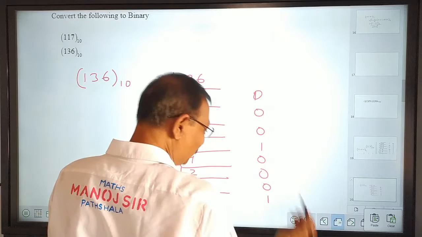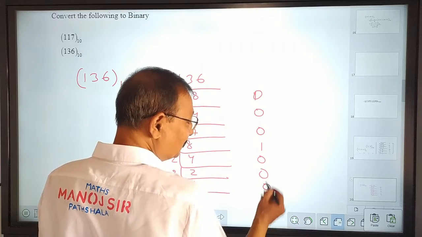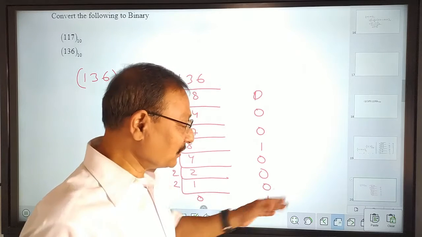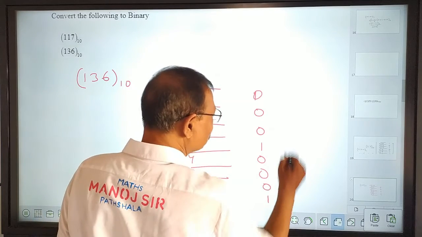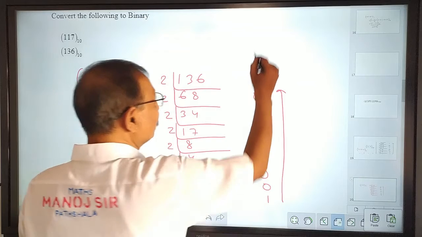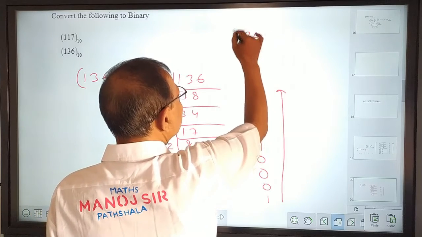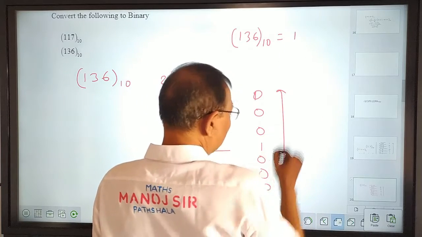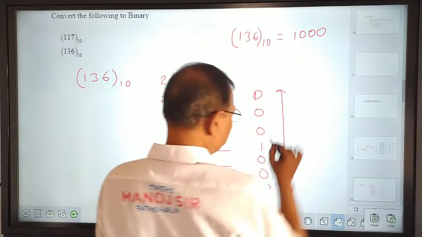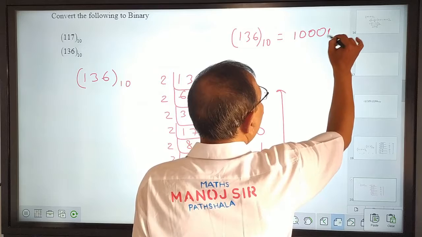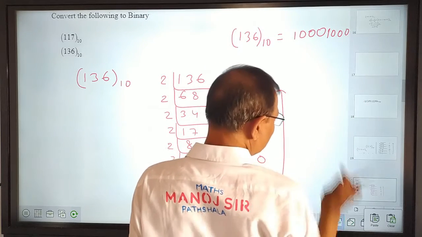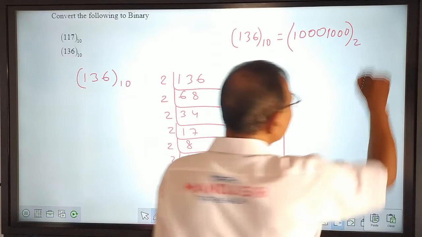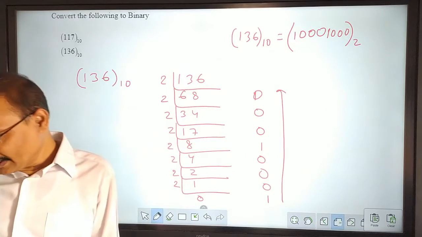And as we said earlier, the most significant binary digit is here at the bottom. So write in this way. The number 136, which is written in the decimal format, is equal to 10001000 in the binary system. So this is the answer to this question.